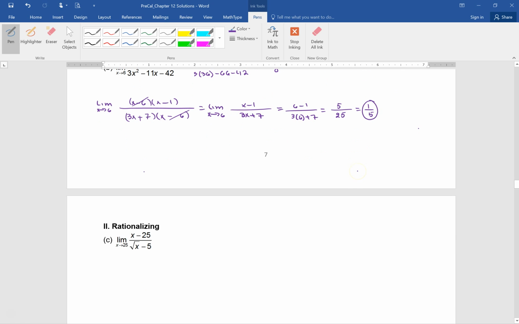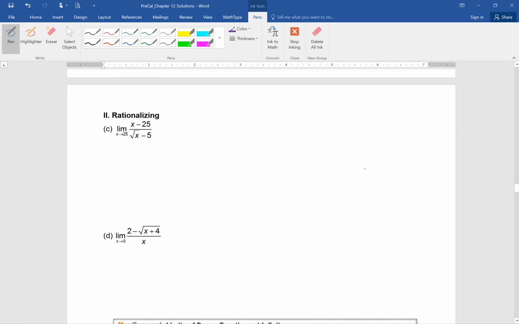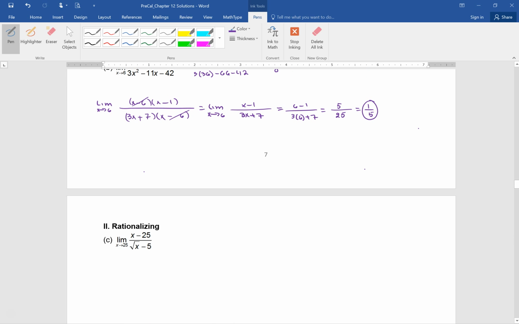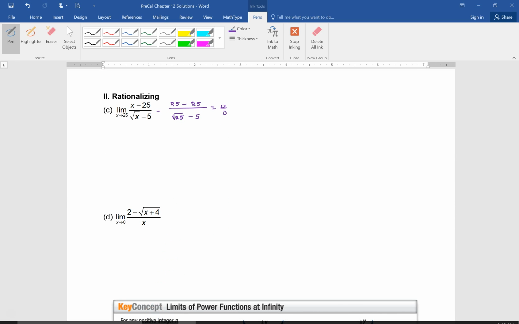Oh boy. So that was factoring. What if you've got one like this? So let's plug in 25 here. 25 minus 25, that's a 0. The square root of 25, that's a 5 minus 5. Oh my goodness, 0 over 0. Also indeterminate. There is no way I can factor this. This is not something that factoring even applies to. But I've got roots, and anytime you've got roots, you've got to rationalize. So how do we do that?